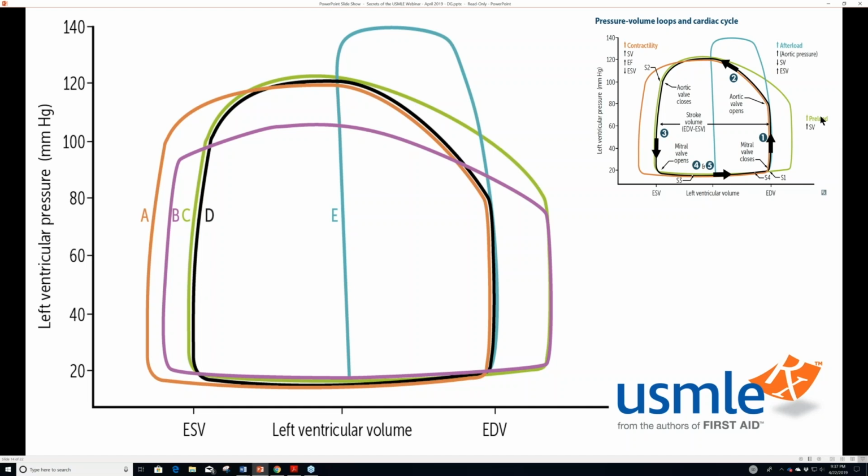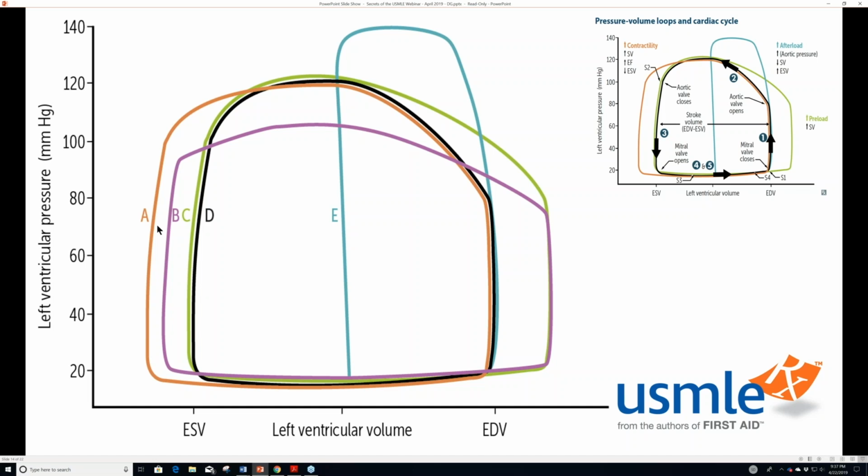If you look at our answer choices here, which curve is it going to be? There are only two curves that have increased preload, and that's curve B and curve C. So looking at our curves, we have curve B and curve C. Those are the only two possible correct answers. All the other answers kind of eliminate themselves.